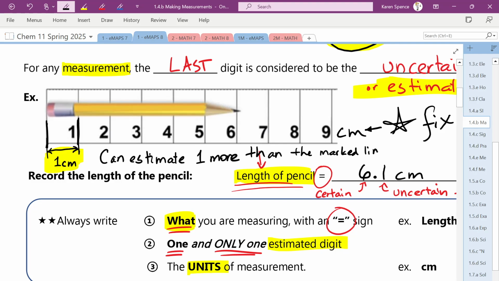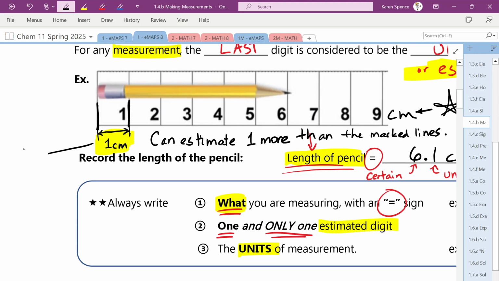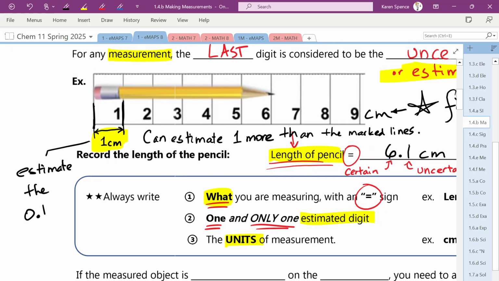I'm sure I have this phrased better somewhere else on this paper. So I'm not sure that we need to write that there, but we're going to anyway. So if this is 1 centimeter, we would estimate the 0.1. And don't worry, if it's not making sense, we've got lots of examples to help bring it home for you, okay?